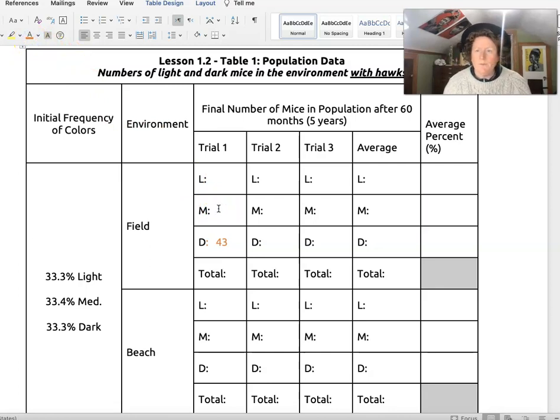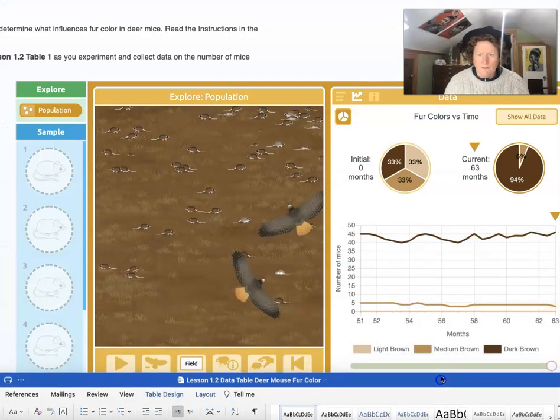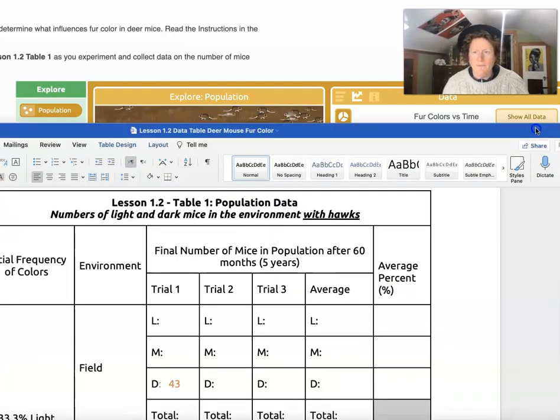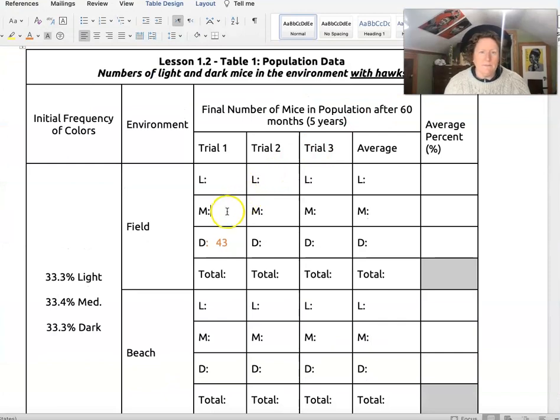Let's go figure out how many medium brown mice there were and how many light mice there were. We need to go over to our graph. At 60 months, we click here, 60, that's 60 in the pair of numbers is the number of months, and the 4 is the number of light mice. So we can go back to our graph, or excuse me, light brown mice, or medium mice. So there are 4 medium brown mice.